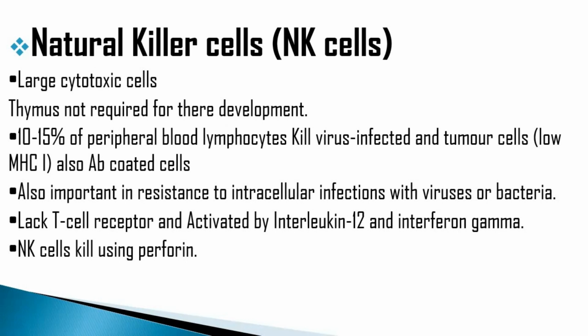Remember, in the beginning, we said that cells of the immune system need the thymus for maturation. There's an exception for natural killer cells. Natural killer cells do not need the thymus for their development. Natural killer cells kill using an enzyme called perforin. It will perforate the cell and it will perforate the bacteria using an enzyme called perforin.